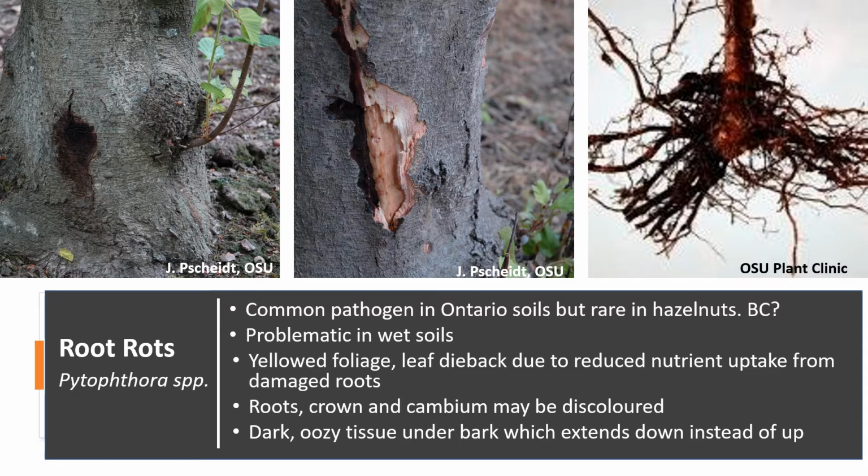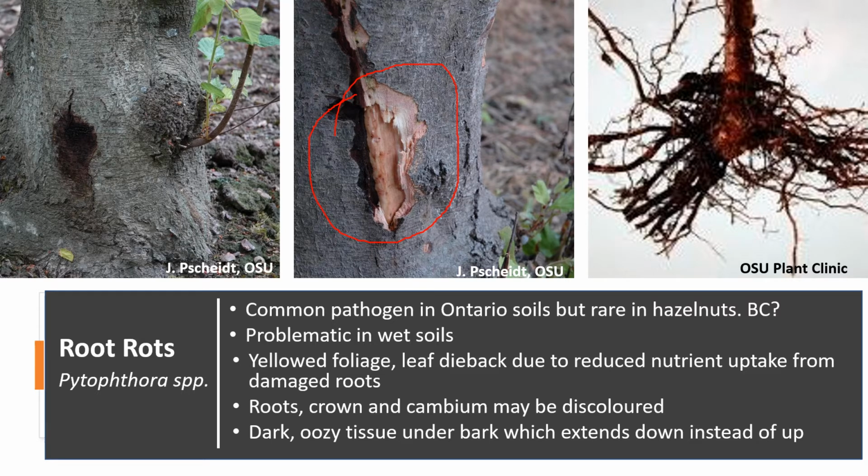Roots, crowns, and cambium infected with Phytophthora may be discolored, and removing the bark, as in this center photo here, you may see some dark oozy tissue underneath the bark. So we do see dark oozy tissue with bacterial blight or with certain other canker diseases, but in the case of Phytophthora, you would see that oozing and that dark discolored tissue extending down towards the roots, which is where the infection initiated, instead of going up from that oozy area.